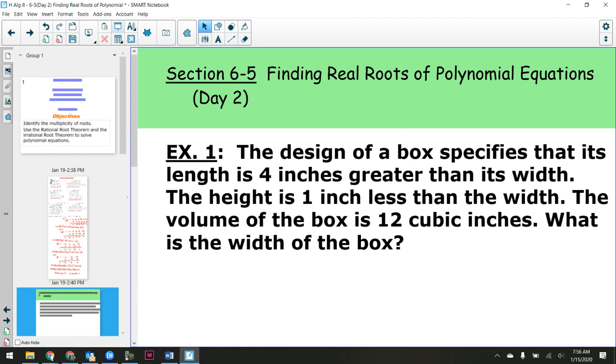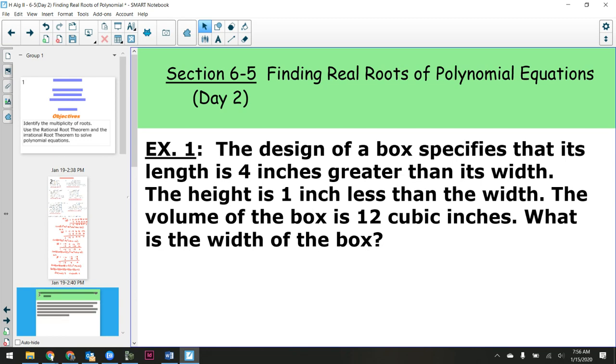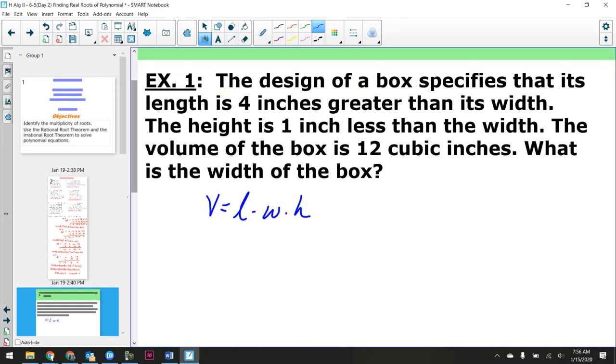All right, so let's analyze what's going on here. I have the volume, right? I know the volume. What's the formula for volume? Length times width times height, right? So volume is equal to length times width times height. All right, so now what does that mean? Well, let's think about our knowns and our unknowns. Our volume is known, it's 12. Our length, width, and height. We're looking for the width, so let's call that x.